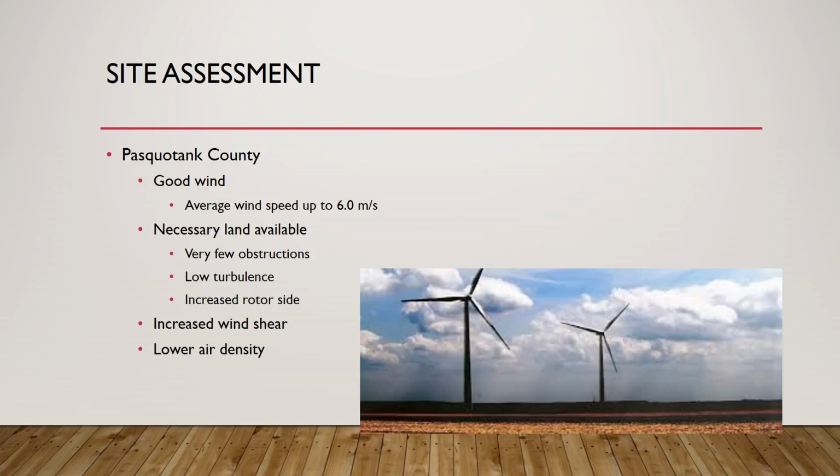And according to the North Carolina 30-meter map, this site picks up wind of about 6 meters per second, which is pretty good for especially residential wind power. And so the wind checks out for this area. Another important factor would be to have the necessary land available. Very few obstructions, which this site has, is pretty wide open.